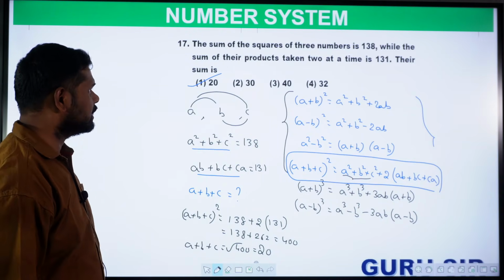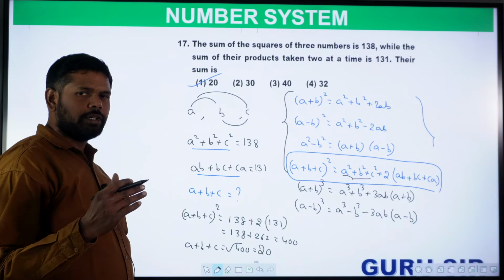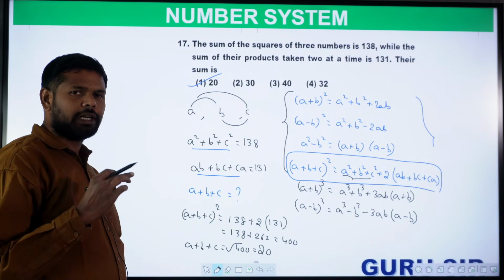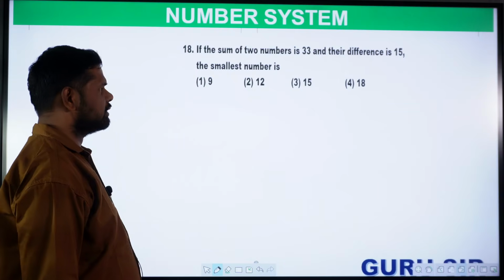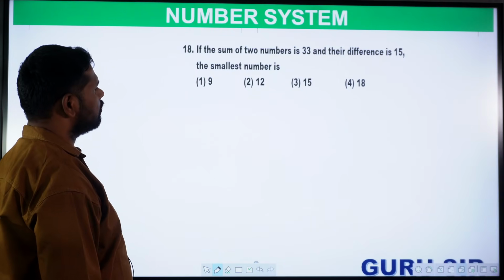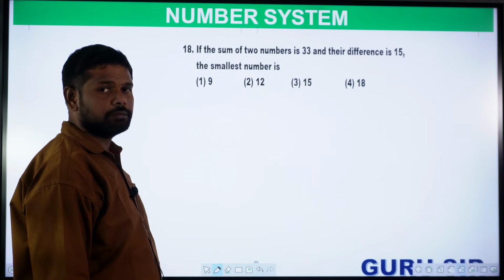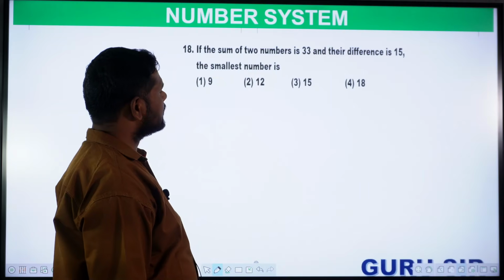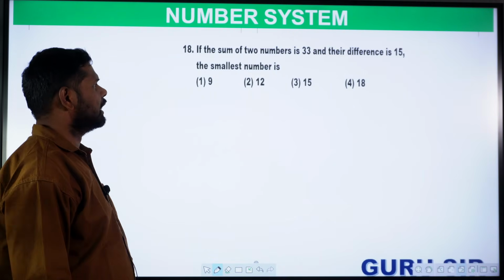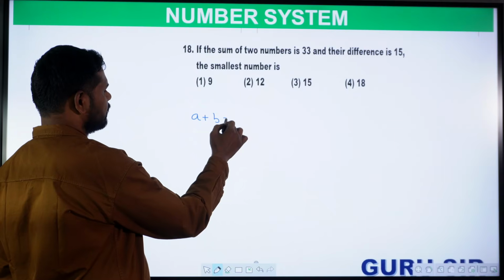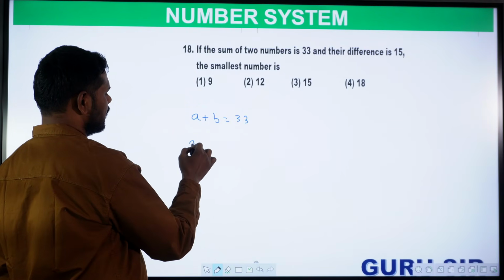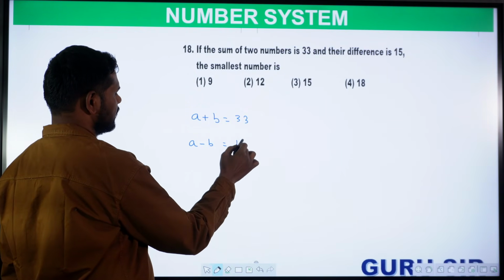So all are very easy only. We just need to read the question, and understanding the question is very important. Reading the question is very important. If the sum of two numbers is 33 and their difference is 15, the smallest number is? Sum of two numbers, I write here: A plus B is 33, A minus B equals 15.